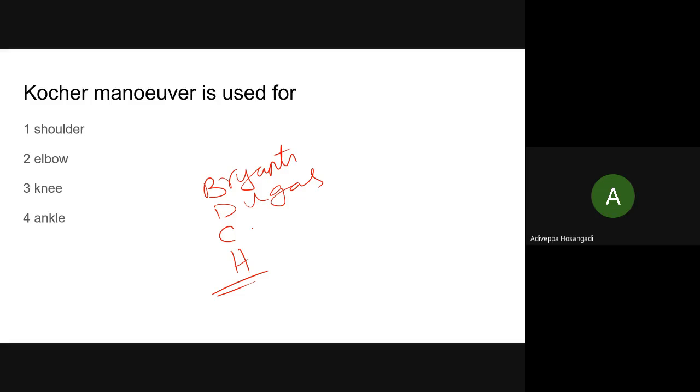Yes, Dugas. Byron Calways. Very good. And Hamilton ruler test. These are the tests to be performed in a case suspected to be an anterior dislocation of the shoulder. Okay. I will explain to you one by one. Maybe I have some diagrams for that. I will come to that later.